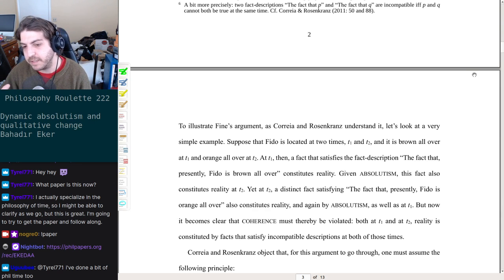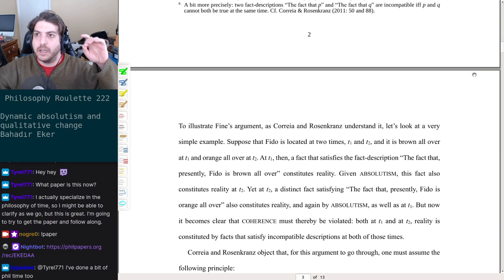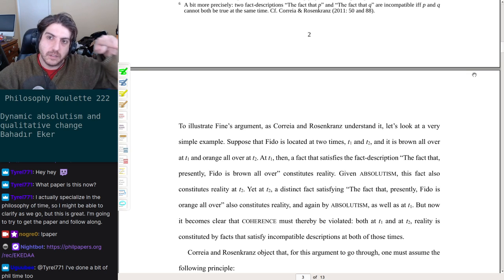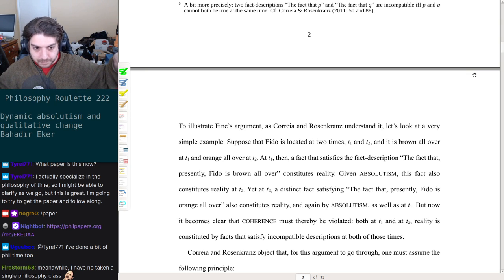So what's going on here is that Correa and Rosencrantz are trying to index everything to a time. So you're saying, look, if it's snowing now, that's fine. But if you say it's snowing now, referring to this, then you have to say it was snowing yesterday if you're saying that tomorrow. And if it's 2 days from now, you're saying it's snowing is indexed to 2 days ago.